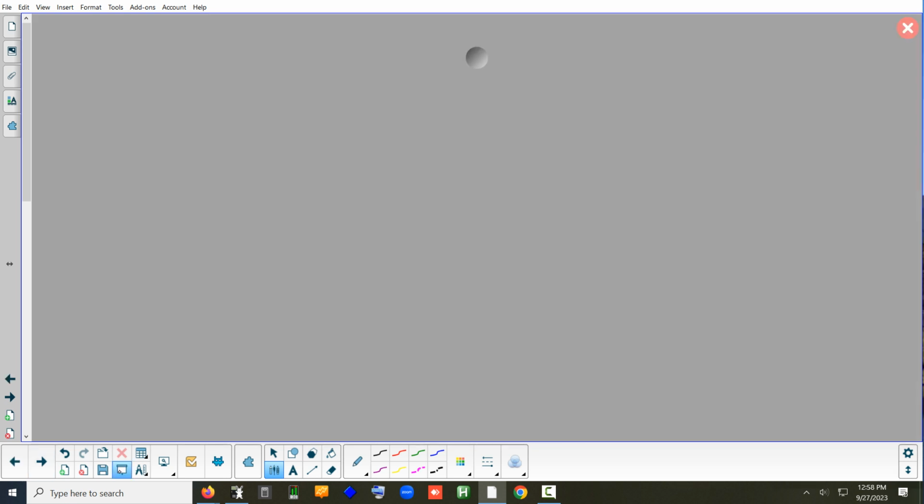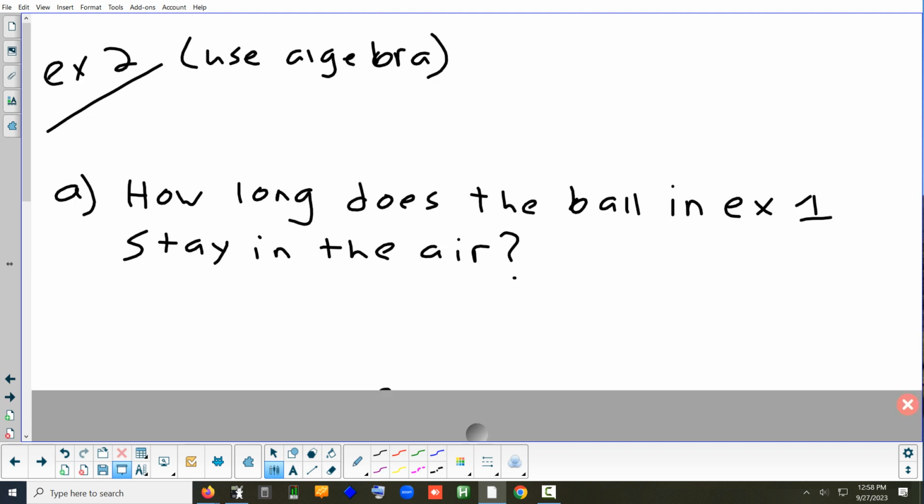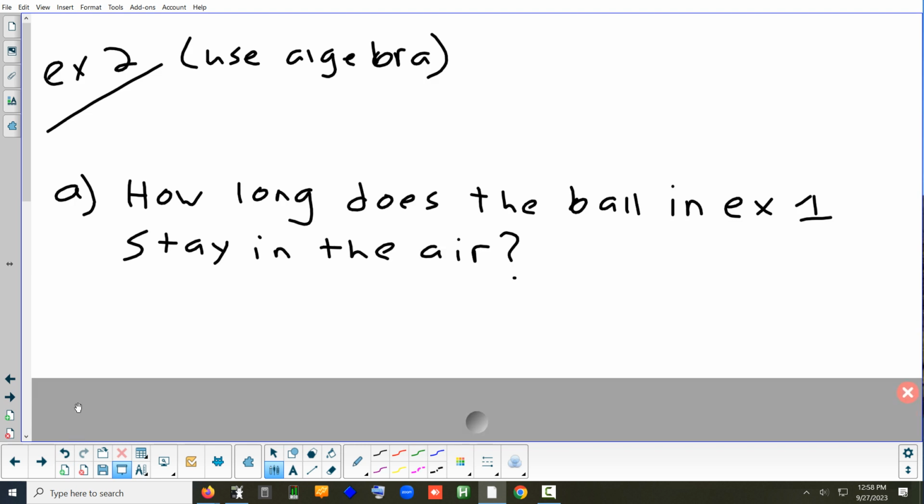So now, the next question is, how long is the ball in the air? This time I'm going to use algebra to solve it. I'm not going to graph it. Well, if the ball is in the air, what does that mean about it? Its height is greater than 0. Okay, it's not on the ground. So the height is greater than 0.